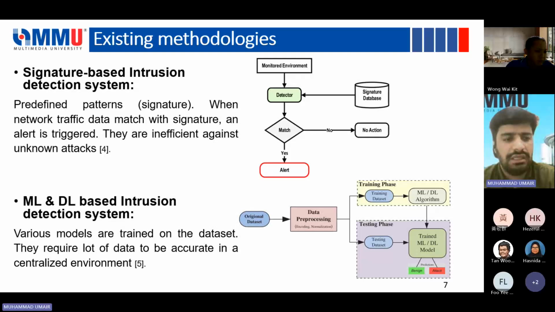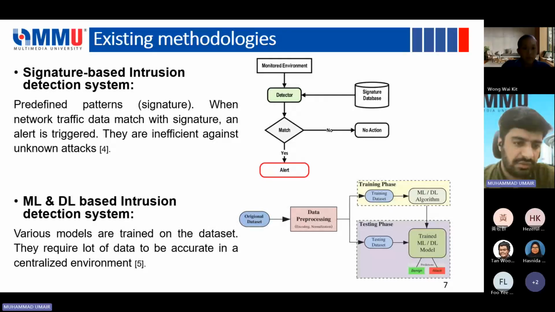But they are inefficient against unknown attacks because they are pattern-based traditional methods. If anything has changed in that pattern, or the attacks have evolved, and nowadays attacks are also evolving, then this technique becomes insufficient to detect those attacks.